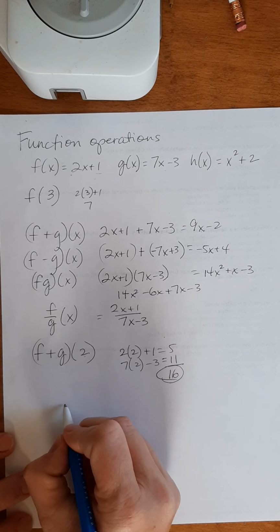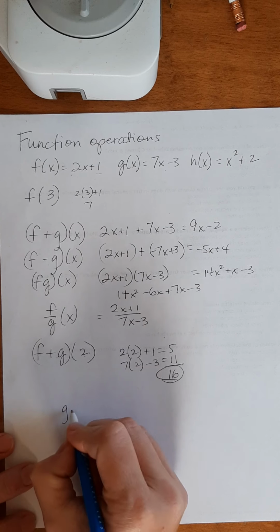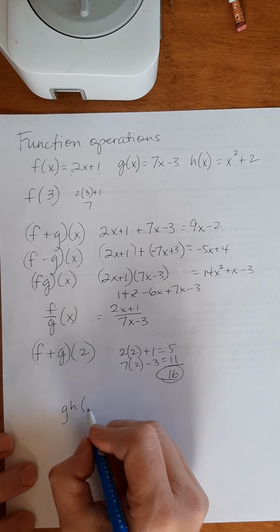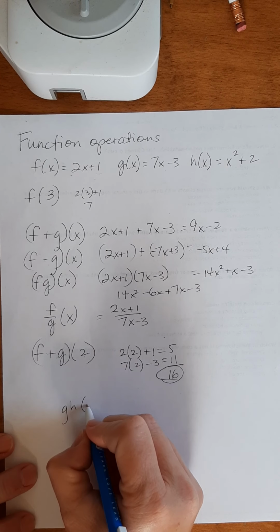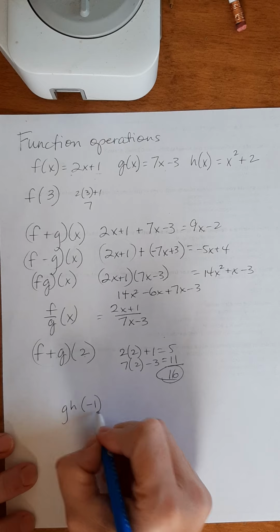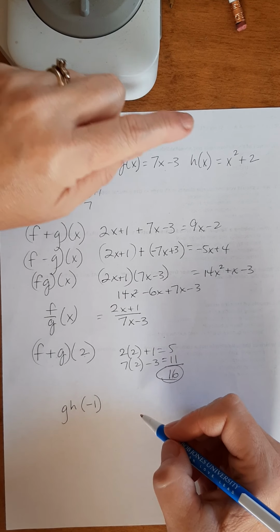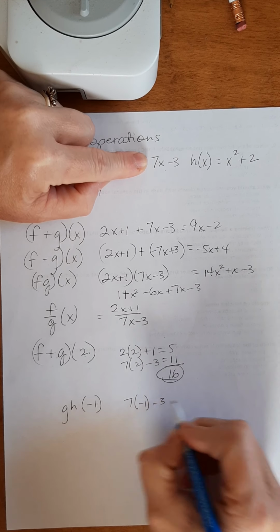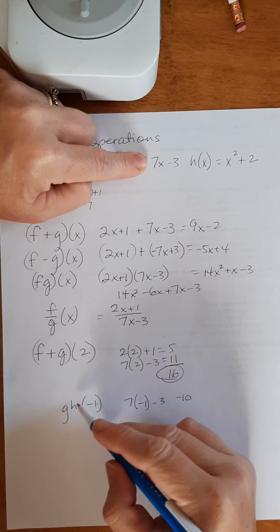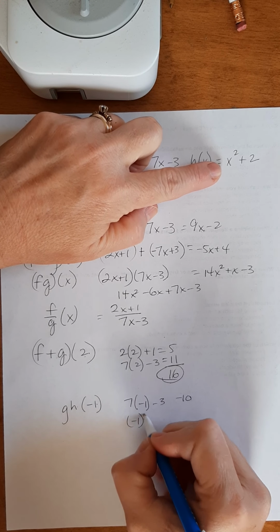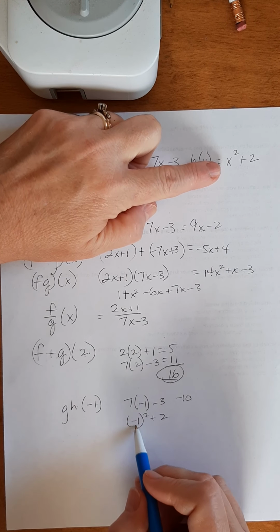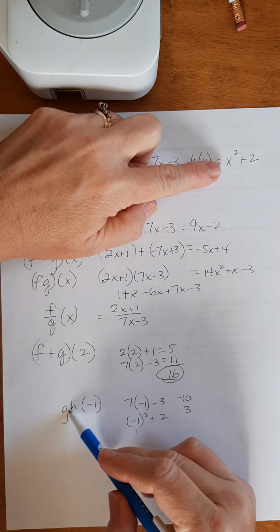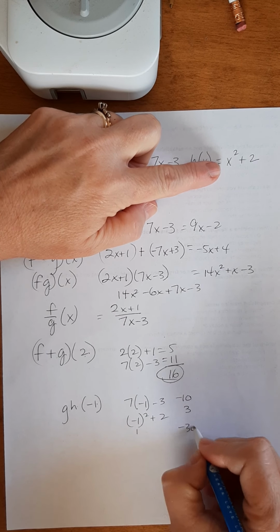Because let's say they gave you g times h of negative 1. Well, if you plug in negative 1 into g, negative 10. Plug in negative 1 into h. And remember, it's like it's in parentheses. So 1 plus 2, 3. And it says multiply them, negative 30.